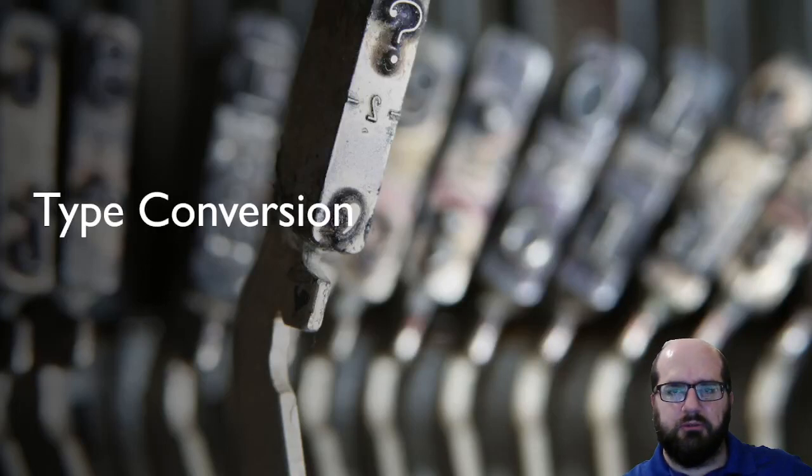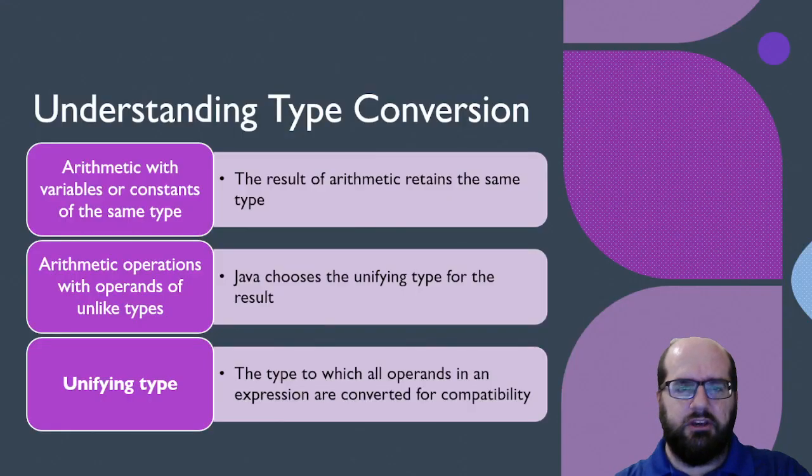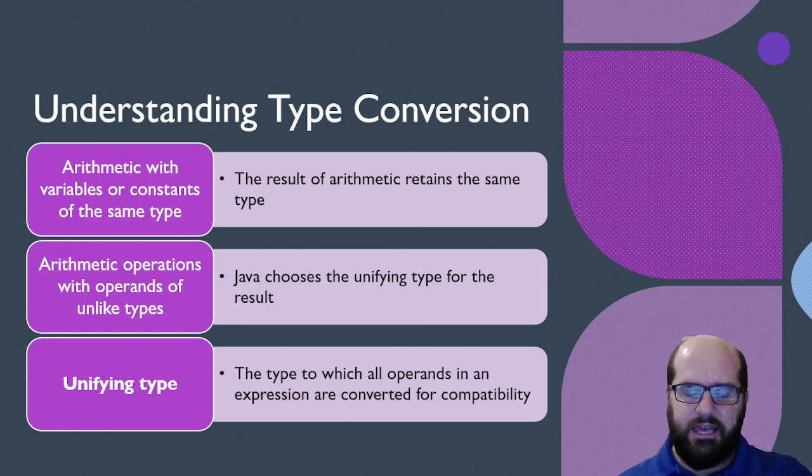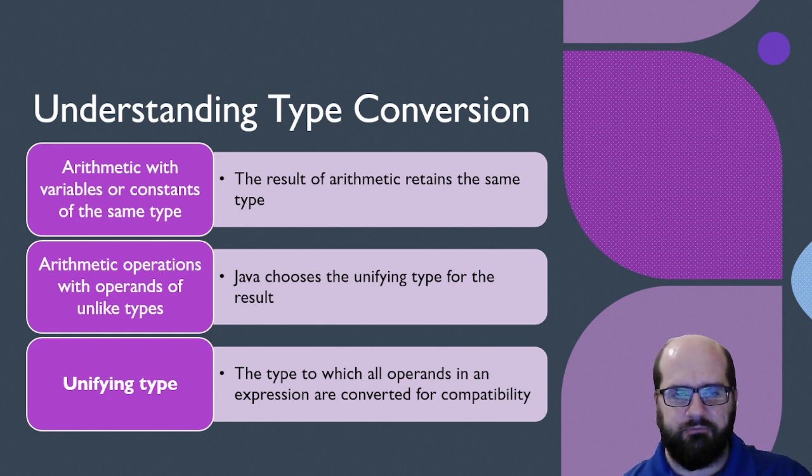So we already did a little bit of type conversion. We converted string to int. We talked about how to convert string to double. Basically, we can take the result of an arithmetic operation and convert it to a different data type. The result remains the same, and Java chooses the unifying type for the result.